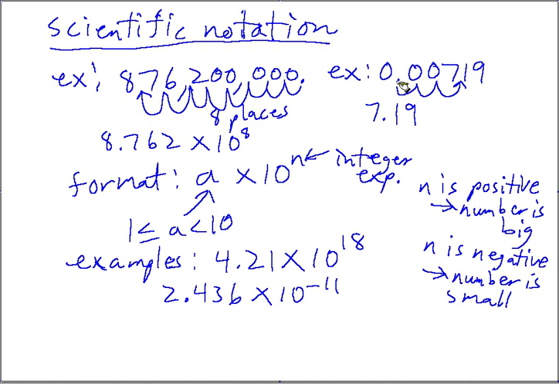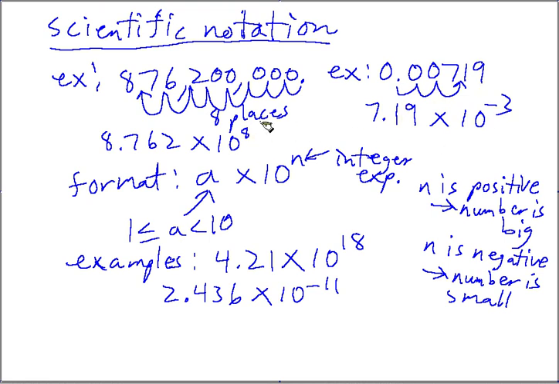Again, you always move the decimal until you get a number between 1 and 10, bottom line. So I moved it 3 places, right? 1, 2, and 3. So this is times 10 to the negative 3 because it's a small number. So small number, n is negative. Keep that in mind. I think that's easier to remember than saying if I move the decimal to the left, n is going to be positive. If I move it to the right, n is going to be negative.